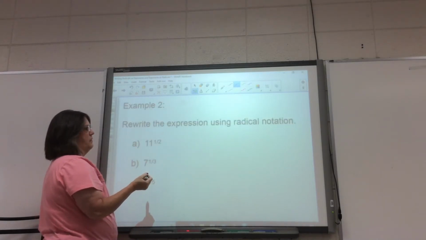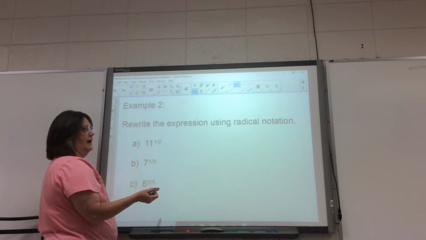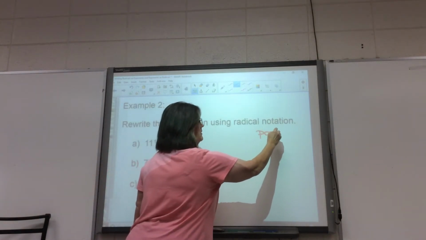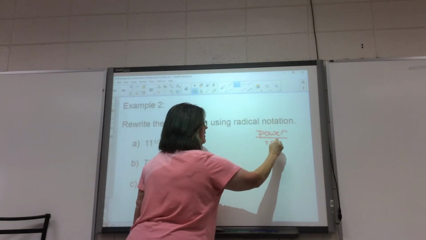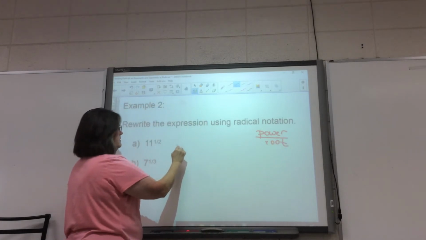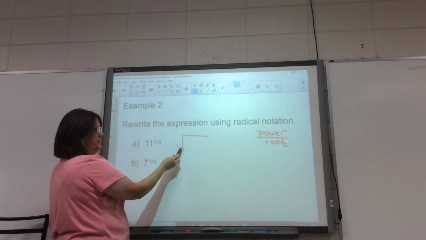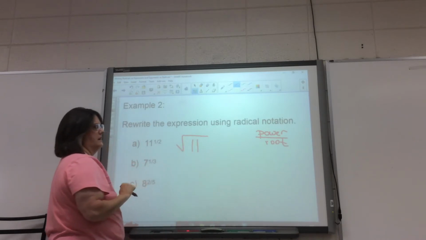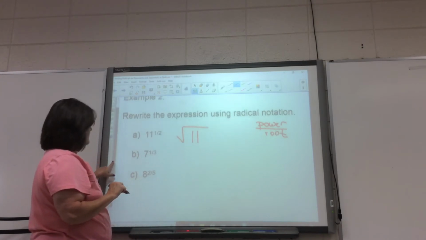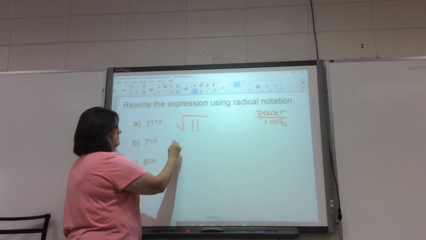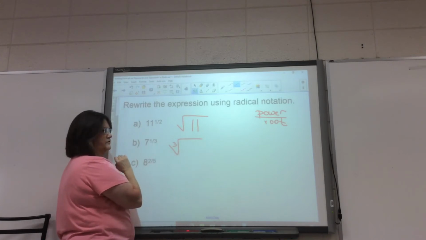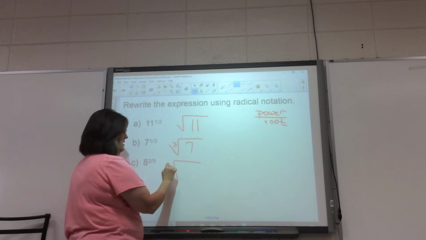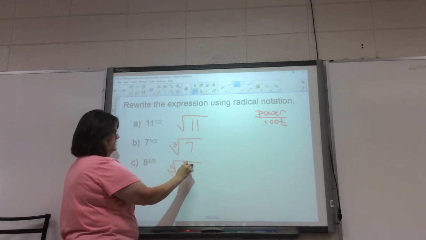Rewrite the expression using radical notation. Remember, it is power over root. Power over root. So I'm going to write my radical. This is the square root. Remember, we don't write understood 2's here, just like we don't write understood 1's. So this is the square root of 11. This one is the cube root, because my denominator is 3, of 7 to the 1st power. This one is the 5th root of 8 squared.